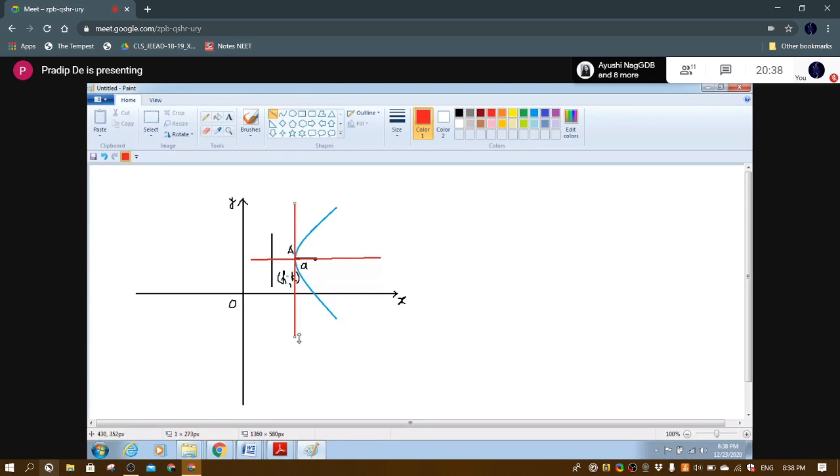This is the new y-axis. So I give it a name. New x-axis, capital X. New y-axis, capital Y. Now imagine there's a point P on the parabola.